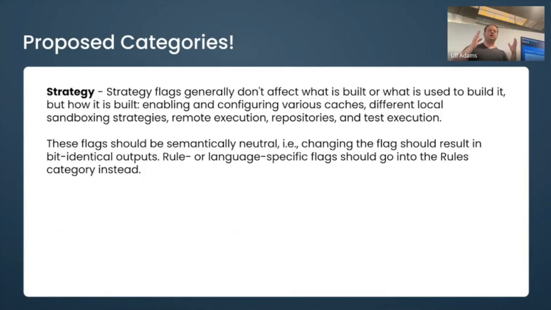This could be enabling and configuring various caches in Bazel. This could be different local strategies for local execution. It could be remote execution. There are some repository flags that are advisory or policy related, where I want to have this policy for remote repositories, but they shouldn't actually change what the output of the Bazel build is. So these flags should be semantically neutral, so should result in bit identical outputs.